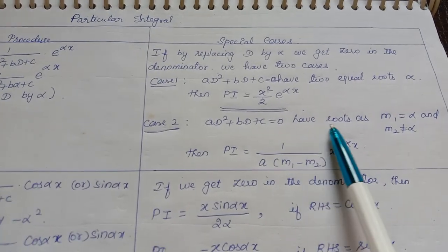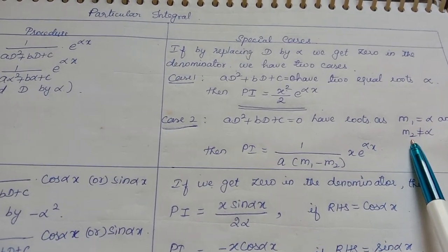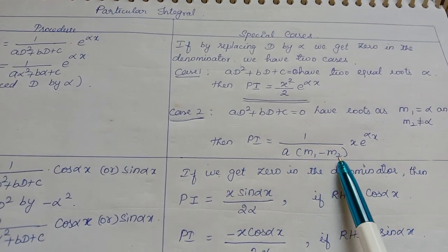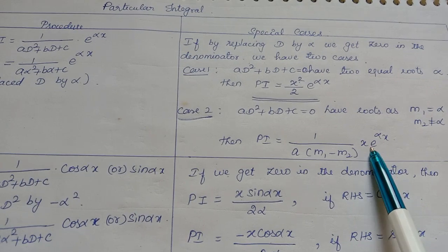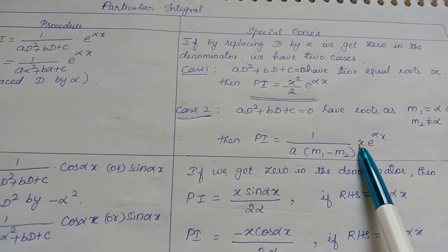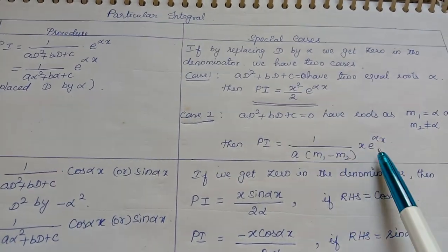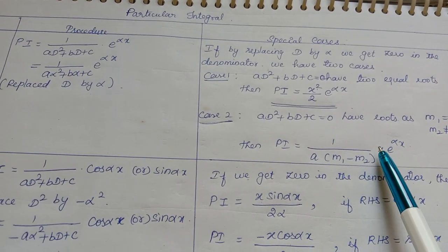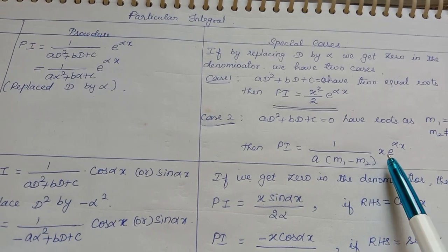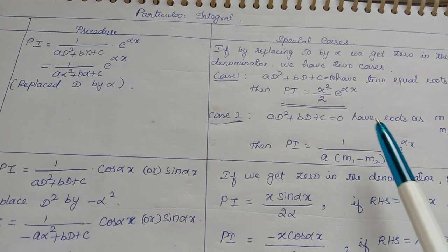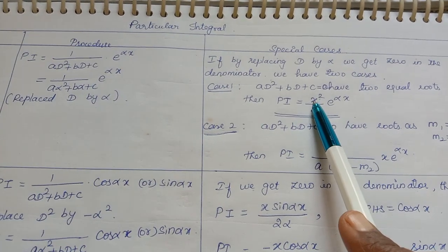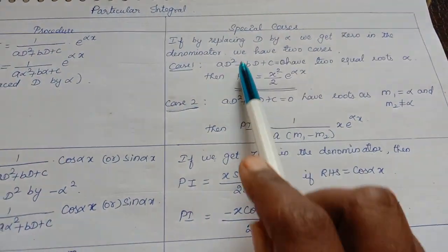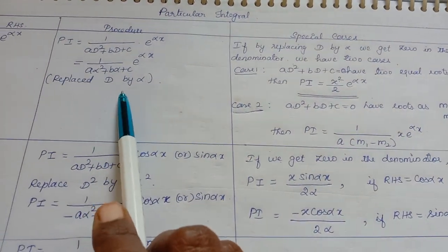If they have two different roots, one is alpha, the other one is not equal to alpha, in that case, the particular integral is equal to 1 by a into (m1 minus m2) x e power alpha x. Just remember this x e power alpha x, that's enough. Here x square by 2 e power alpha x, here x e power alpha x. The other things you can do by calculation. Just remember, when only one root is equal to alpha, the particular integral is x e power alpha x. When two roots are equal, x square by 2 e power alpha x. So this is when you get 0 in the denominator. Otherwise, no need to come here. You can finish with this one alone.